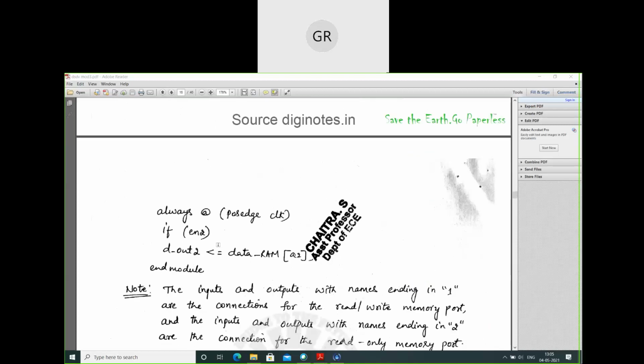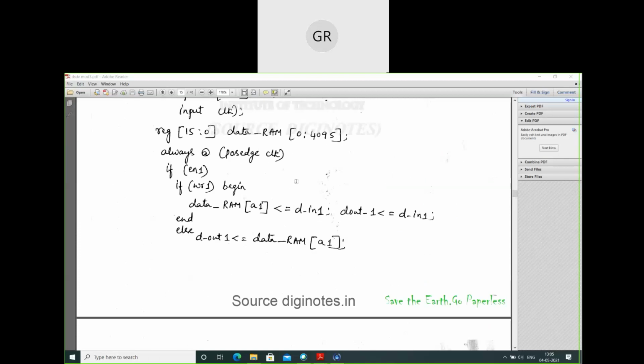Here we did write operation and also read operation. This is the write operation completely, and this is the read operation. Just remember: write and read operation.